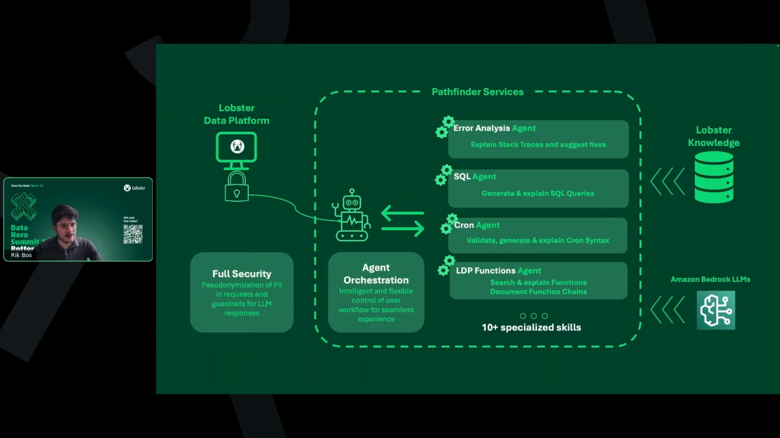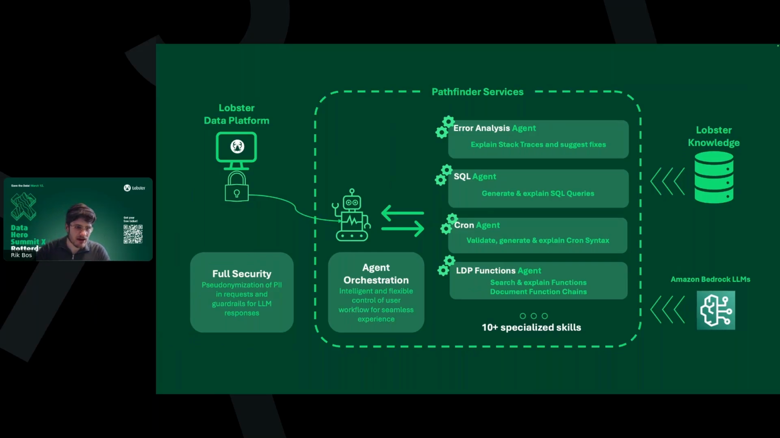So we have the Lobster data platform. That's where I was, of course. In there, I can do my requests, and of course this works if my Lobster data platform runs in the Lobster cloud, as well as when this runs on premises. From there, if I trigger a Pathfinder request, it will basically go into the Pathfinder services here in the middle. The first step it will do is full security, so we make sure that we anonymize all the information so that we don't have any personal identifiable information, or that we don't misuse Pathfinder. So we make sure that there's that security layer up front.